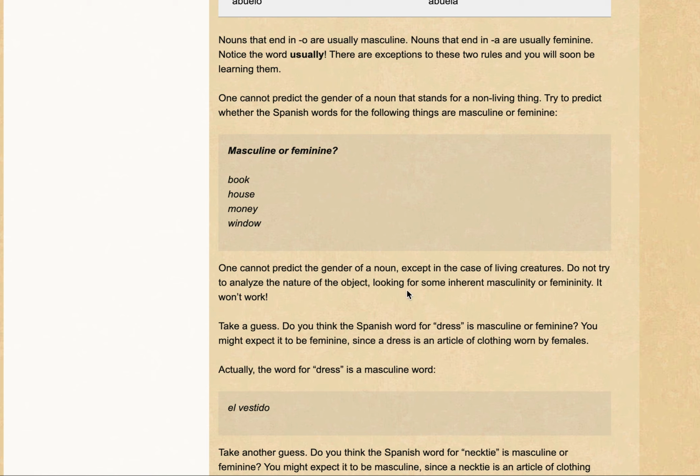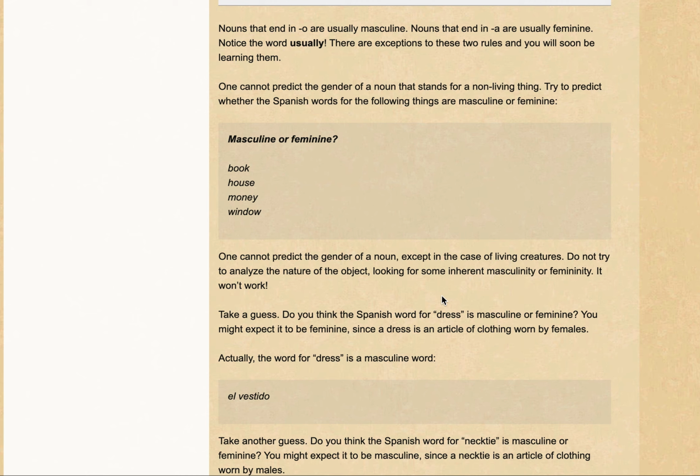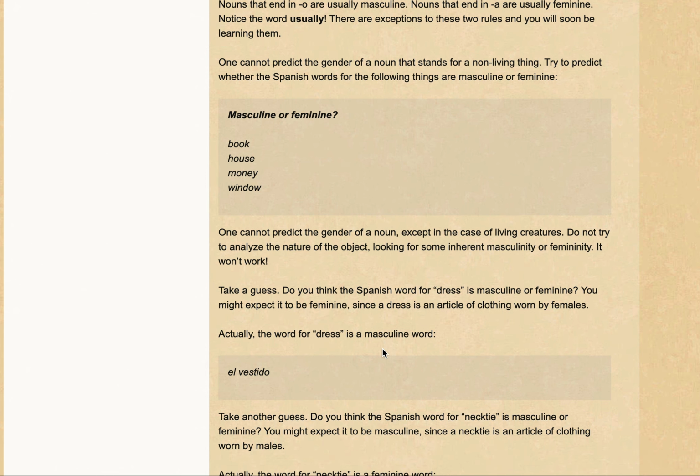So one cannot predict the gender of a noun except in cases of living creatures. Do not try to analyze the nature of the object, looking for some inherent masculinity or femininity. It won't work. Okay, take a guess. Do you think the Spanish word for dress is masculine or feminine? You might expect it to be feminine, since a dress is an article of clothing worn by females. Actually, the word for dress is masculine, el vestido.